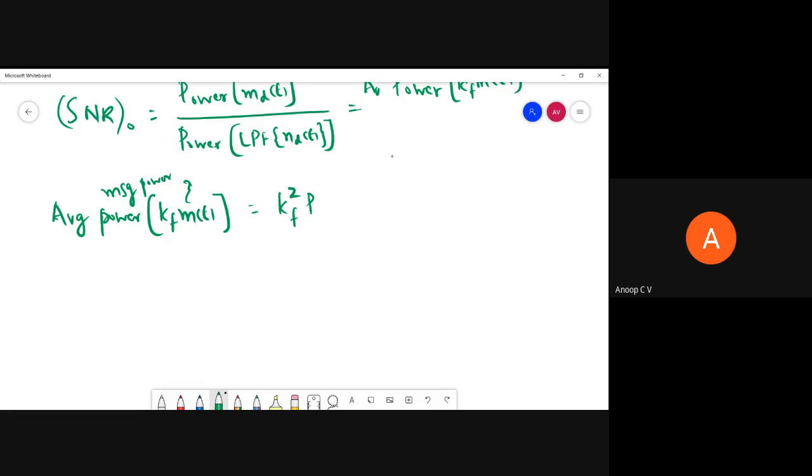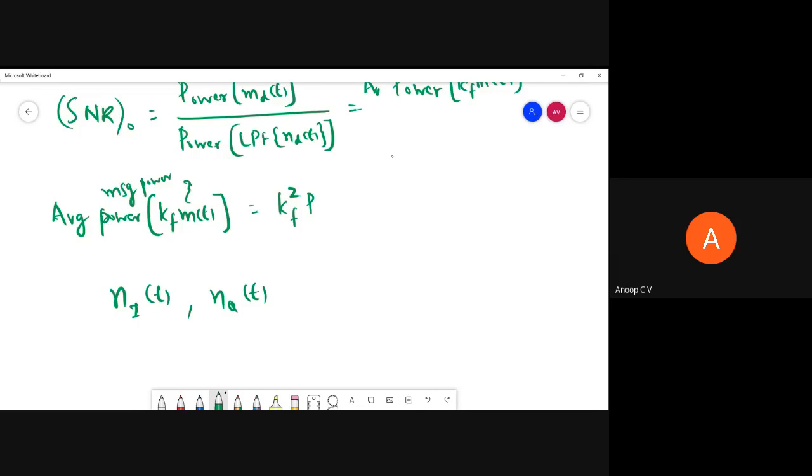But now we need to find the noise power at the output. If it was ni of t or nq of t, we know the spectral density of this. Maybe for those who don't remember what these ni of t and nq of t were, once again I'll draw the system model.